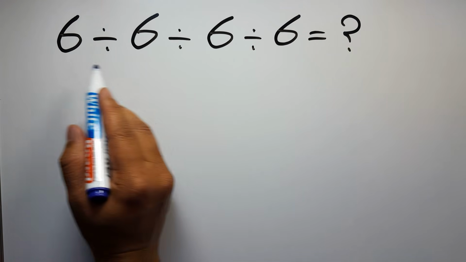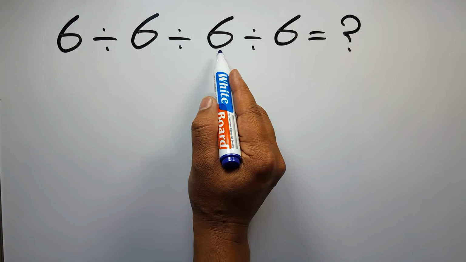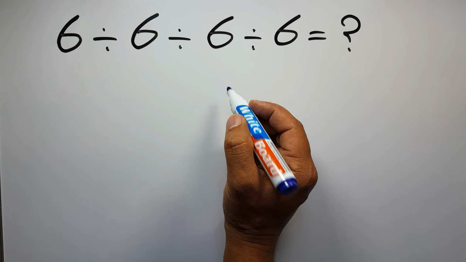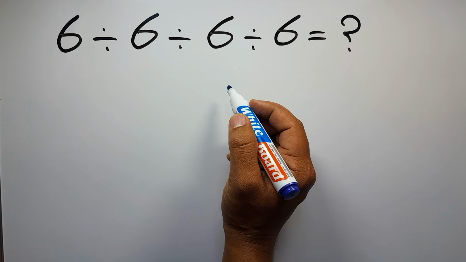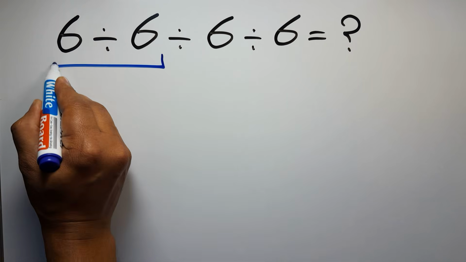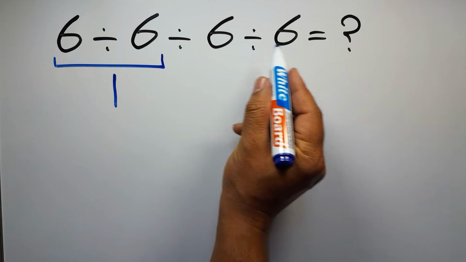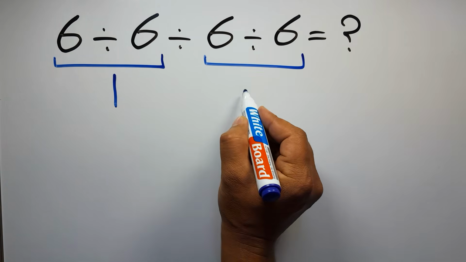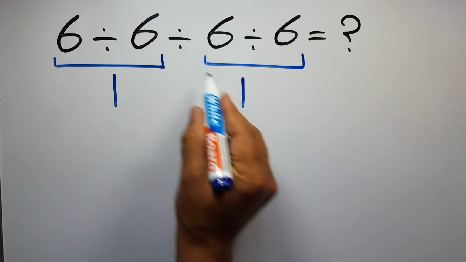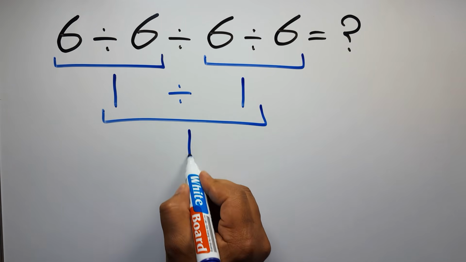In this video we want to find the value of this expression: 6 divided by 6 divided by 6 and again divided by 6. Are you ready to solve? Let's go ahead and get started. 6 divided by 6 equals 1. And again here we have 6 divided by 6. So 1 divided by 1 is just 1.